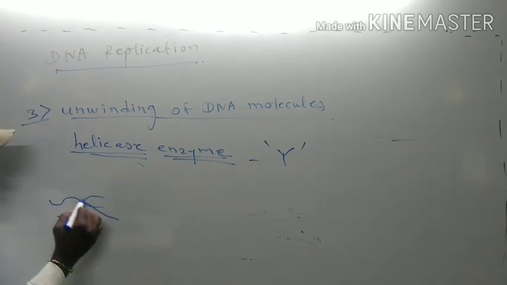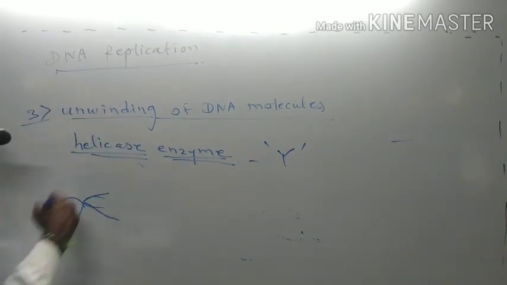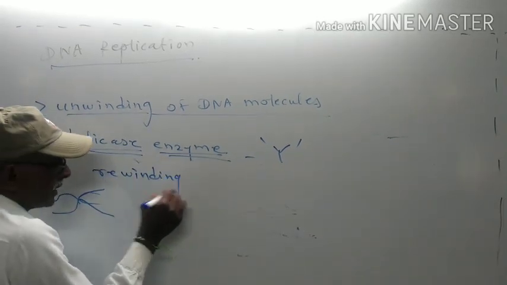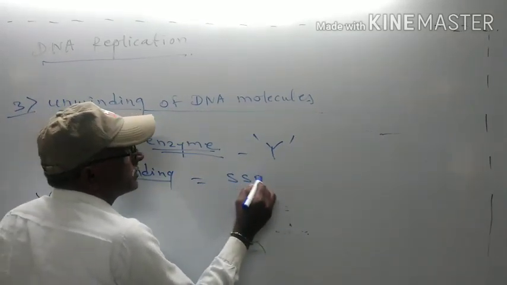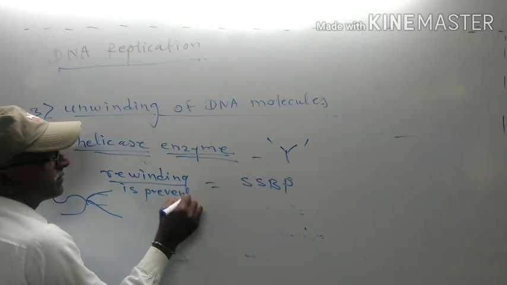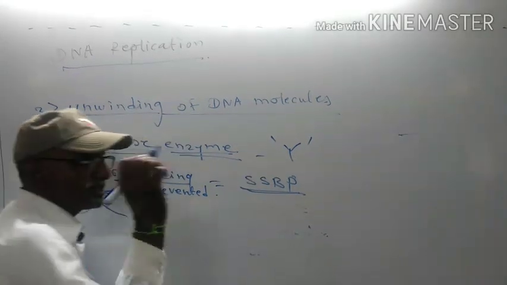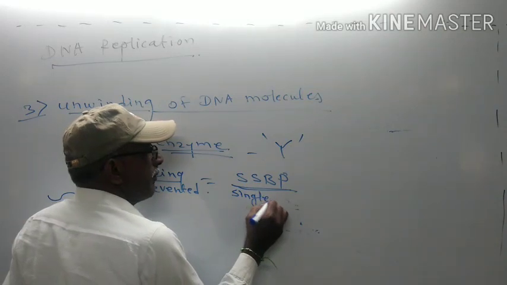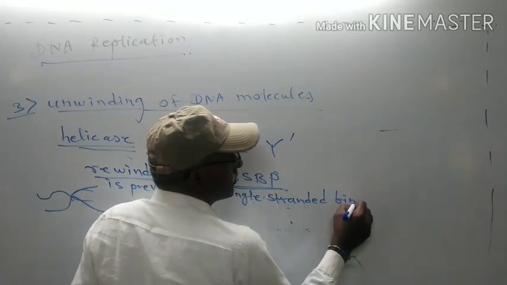when unwinding is there, the strands tend to rewind. But this rewinding is not allowed by SSBP, or rewinding is prevented by SSBP. What is SSBP? It is a specific protein, and that protein is called what? Single-stranded binding protein.